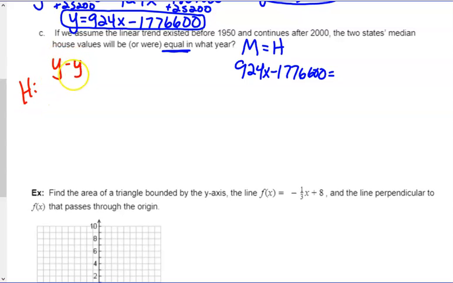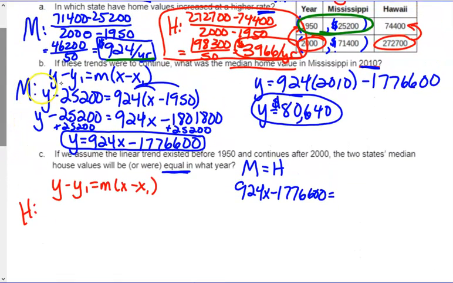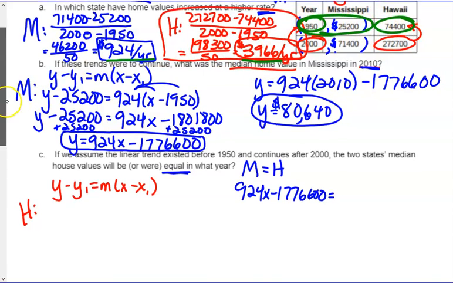We're still going to do y minus y1 equals m times x minus x1. That's perfectly okay. Now let's scroll back up here. As a recall, m was 3966. And I'm going to choose one of the numbers. Again, let's just choose 1950 and 74,400 just because it's smaller amounts. Those are the numbers I'm going to use. So this is my y1, this is my x1, and that's my m. So let's plug that in.